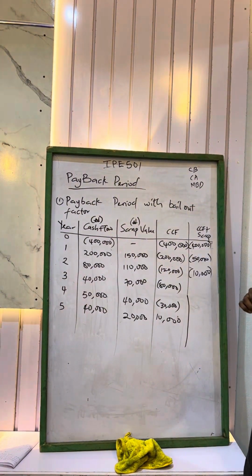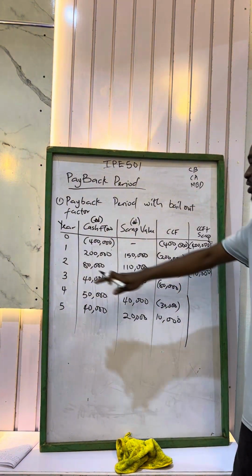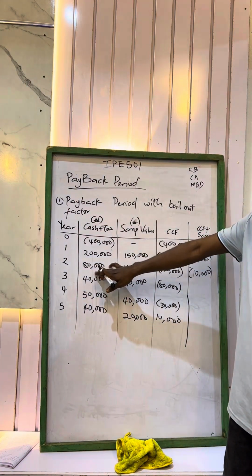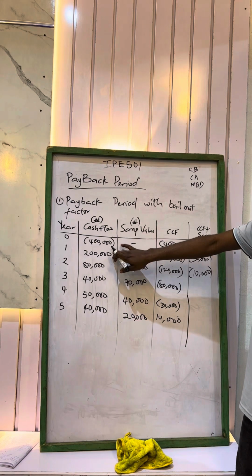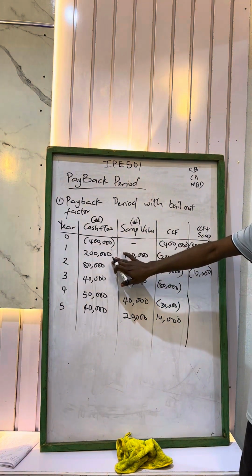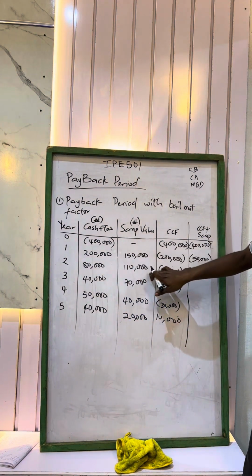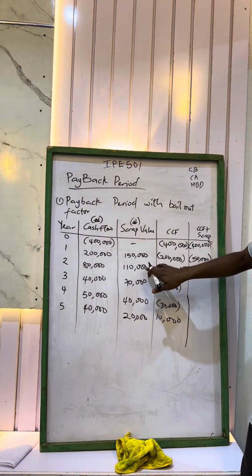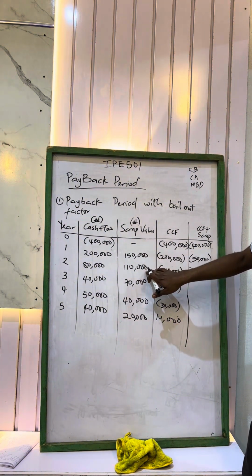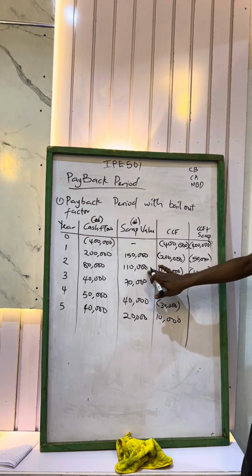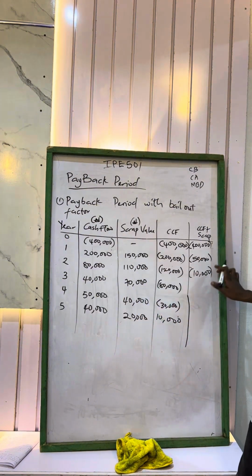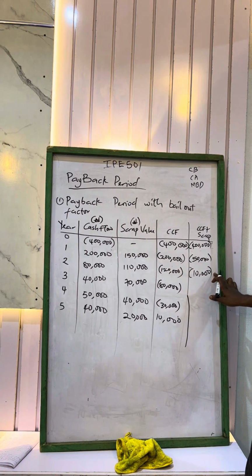10,000 naira here. So let's analyze this now. After the second year, I made 80,000. 80,000 plus the 200,000 I made in the first year is 280,000. Then after the second year, I can only sell the business for 110,000. The 280,000 plus 110,000 gives me 390,000, which means I'm still going to be owing 10,000 naira at the end of the business.